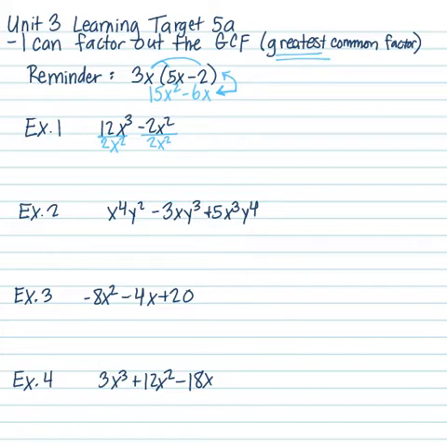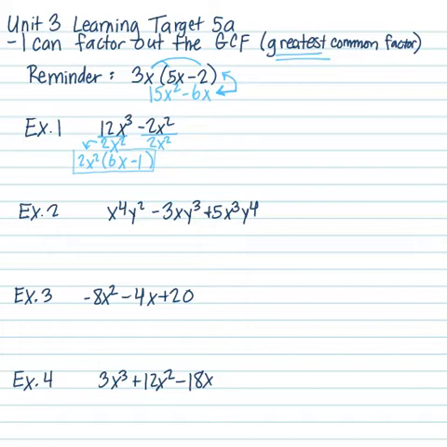Whatever you take out goes in front of the parentheses, and then whatever's left over goes on the inside. So 12 divided by 2 is 6. If we had x to the third and we're taking out x squared, that leaves us with just 1x left. Then negative 2 divided by 2 is negative 1. X squared, taking away x squared, gives us no x's left. So this is our answer.